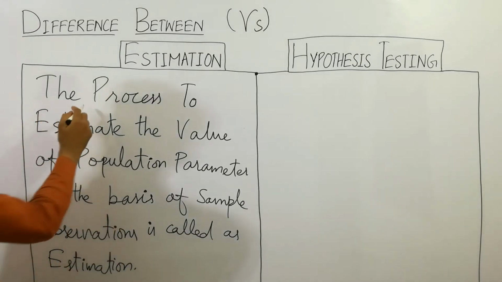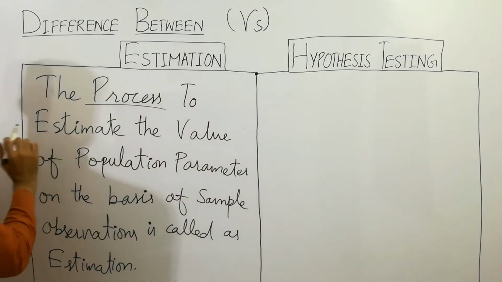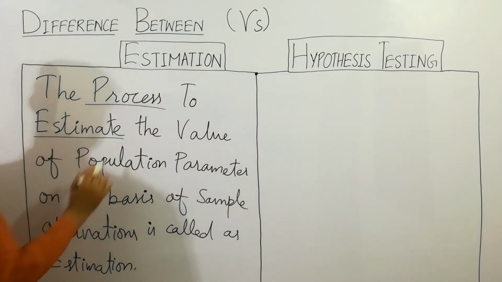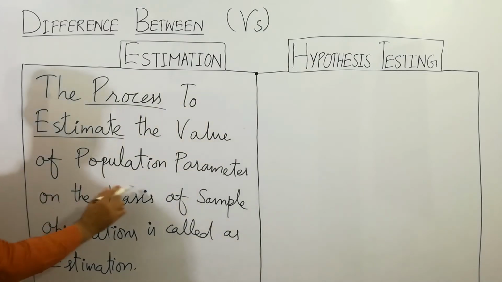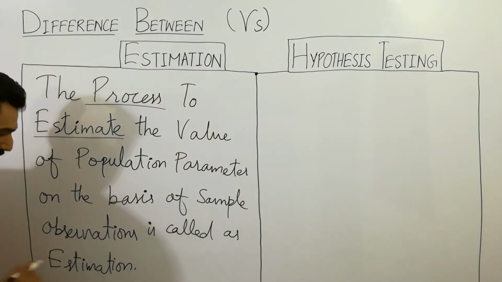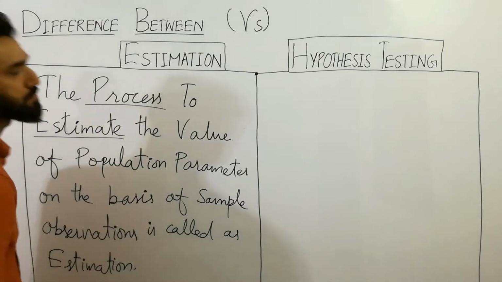The process to estimate the value of population parameter on the basis of sample observation, that's called as estimation.